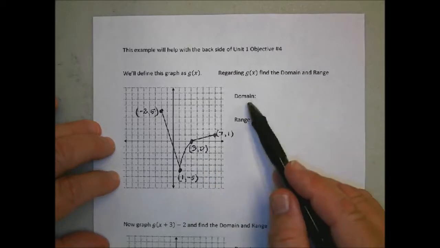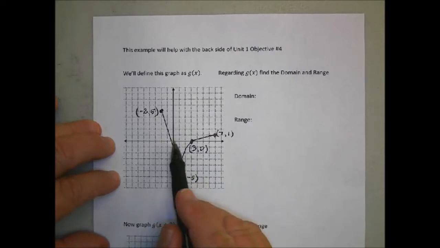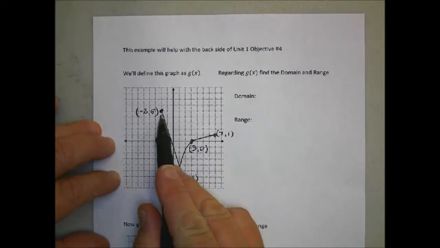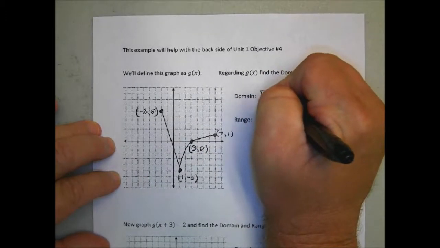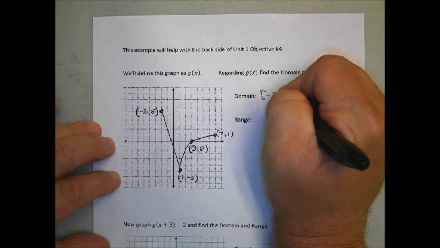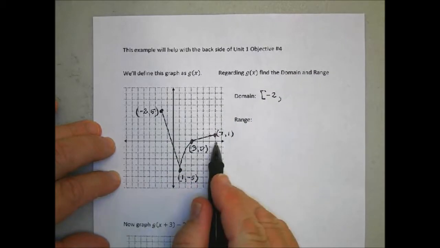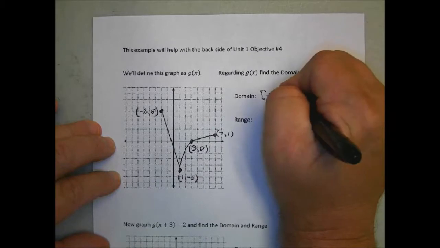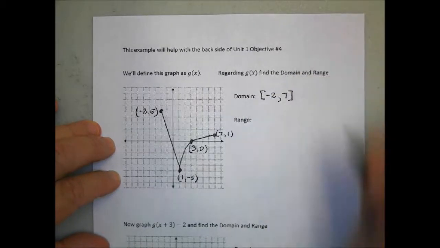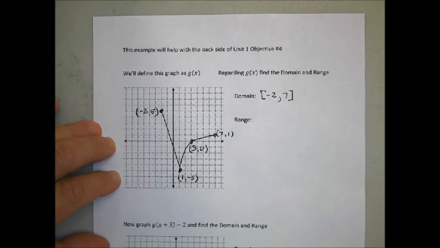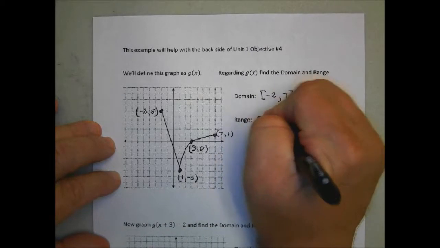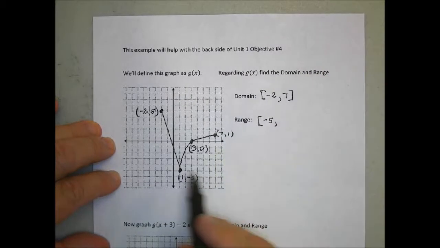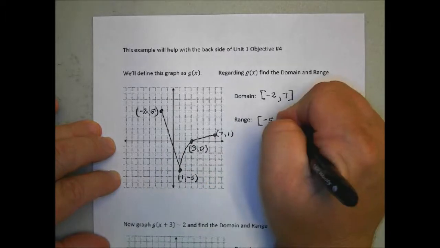Regarding g of x, find the domain and the range. Well, domain goes left and right. The furthest left x is negative 2. That's kind of where the graph begins. And yes, we do use negative 2. And it doesn't go to the right forever and ever. It ends at x equals positive 7. And yes, we use positive 7. Now the range. The lowest number to the highest number. The lowest point on this graph is negative 5. And the highest point on this graph is positive 5.